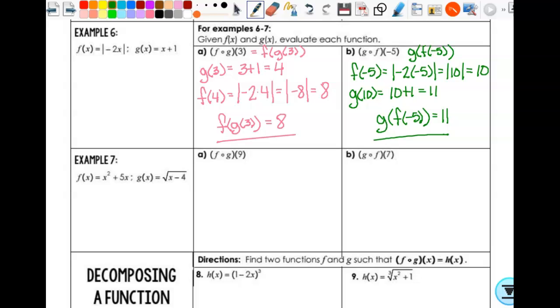When you're done, check yourself with me. Let me know if you have any questions. And notice my answer is not 11. My answer is g of f of negative 5 equals 11. Don't just randomly have a number floating out there. What is it? You have to label your answers. Okay? What questions do you have? We good? All right. Number 7.